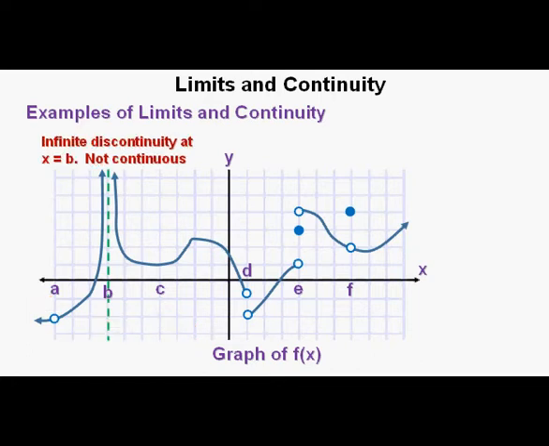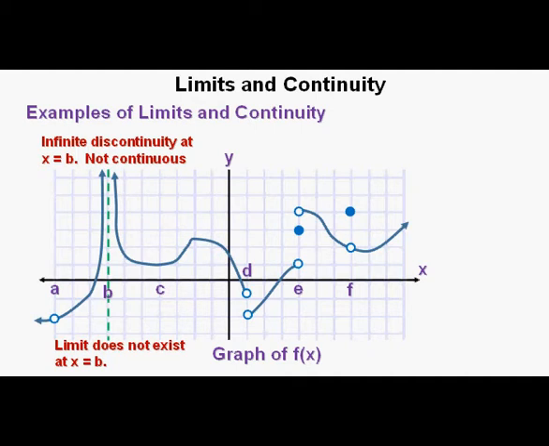Now for an input value of b, we have an infinite discontinuity or vertical asymptote. The function is not continuous for an input value of b. And the functions never meet across the fence. They get closer and closer, but not at a single value. There is no limit, or the limit does not exist, for an input value of b.